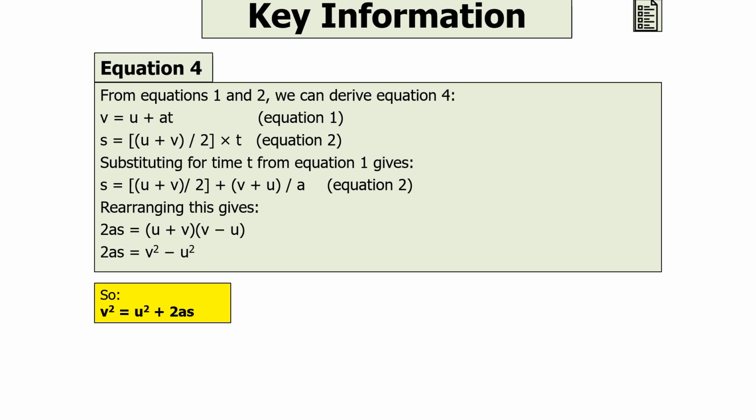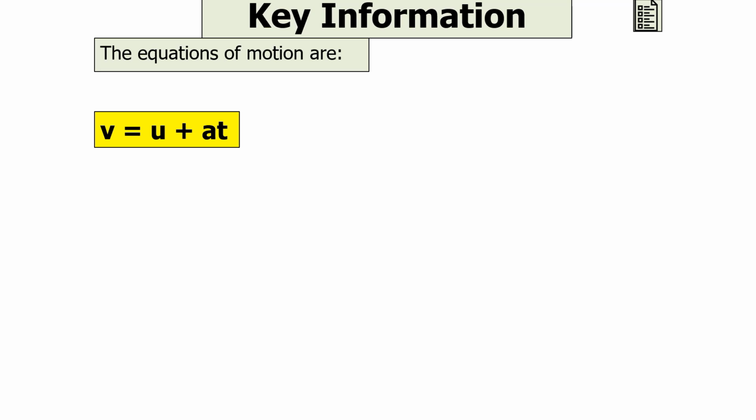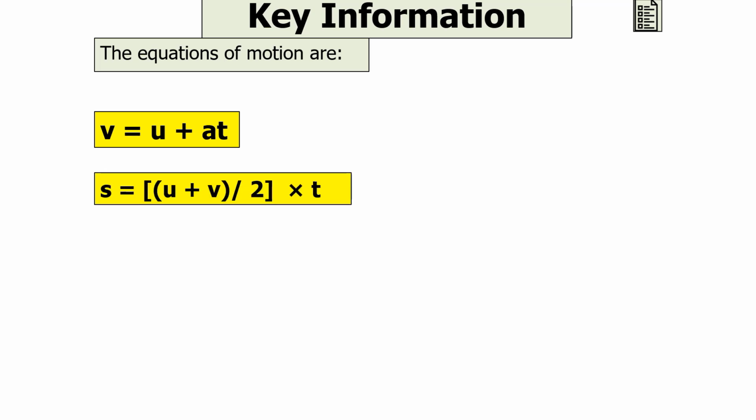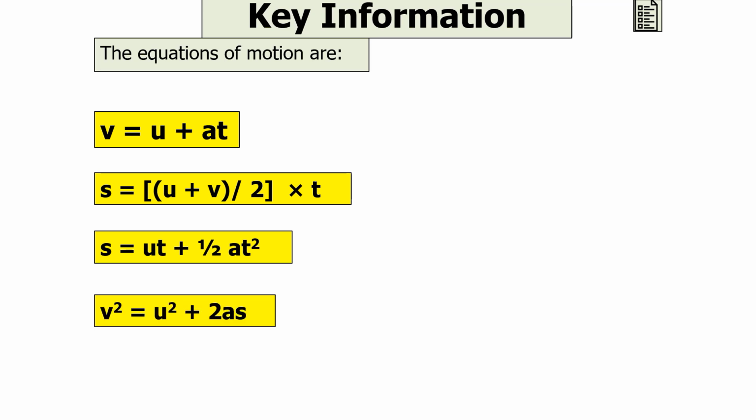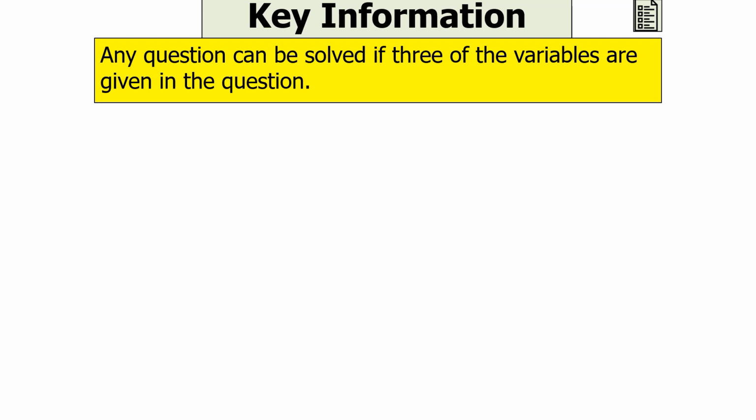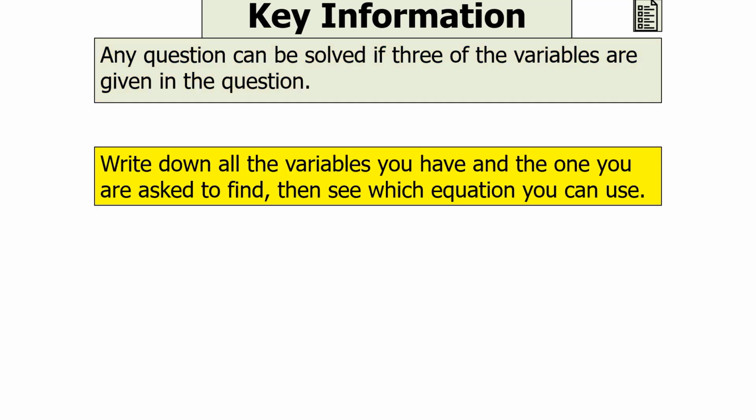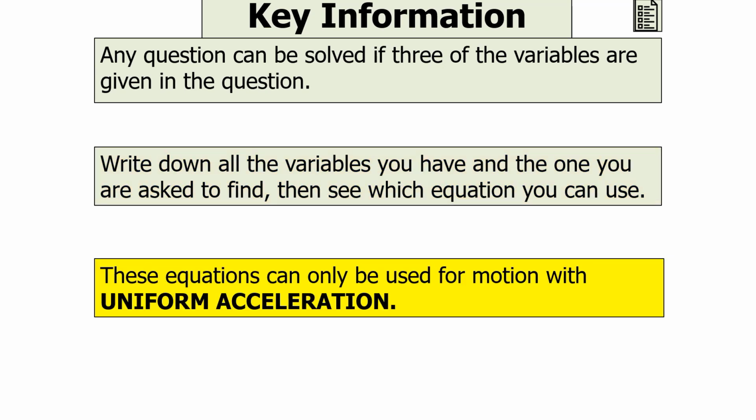So the equations of motion are v equals u plus at, s equals (u plus v) over 2 times t, s equals ut plus a half at squared, and v squared equals u squared plus 2as. Now any question can be solved if three of the variables are given in the question. So in a question with the equations of motion, you would write down all the variables you have and the one you were asked to find, and then see what equation you can use. Now remember, these equations can only be used for motion with uniform acceleration.